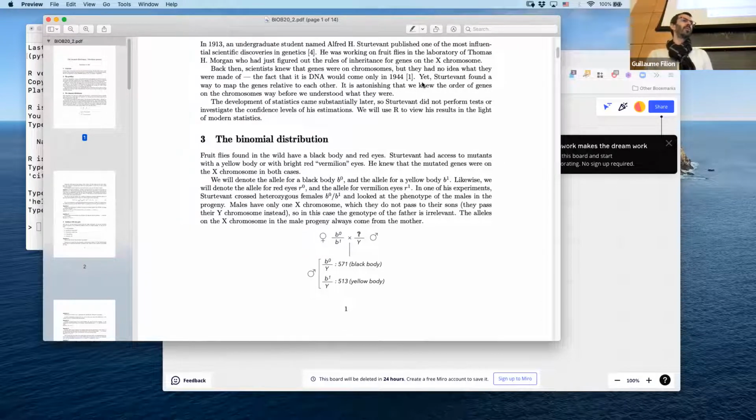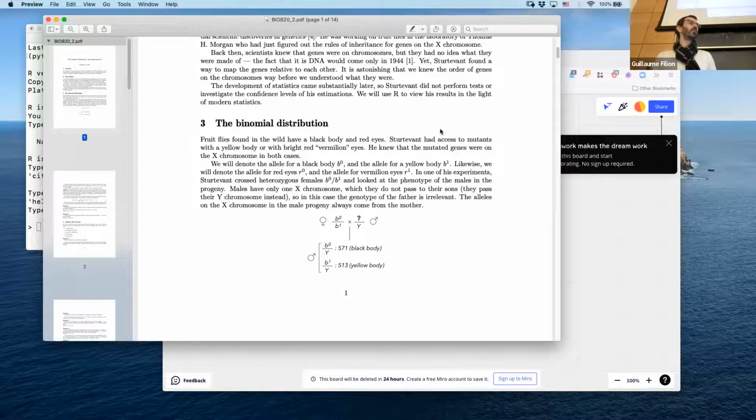Yet Sturtevant found a way to map the genes relative to each other. By the time we hit 1944, there were relatively complete maps of the Drosophila genome. People still had no idea what genes were, so think about it in terms of the conceptual thinking of people of those times. They had no idea of the biochemistry, and yet they knew that this gene is next to this one, approximately at that position around there on the chromosome. So it's all in their head at that point. And that's what is quite amazing about this piece of work, why I love it so much. It is astonishing that we knew the order of genes on the chromosomes way before we understood what they were.